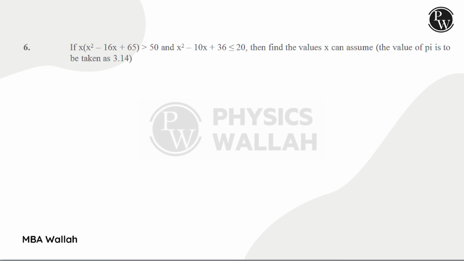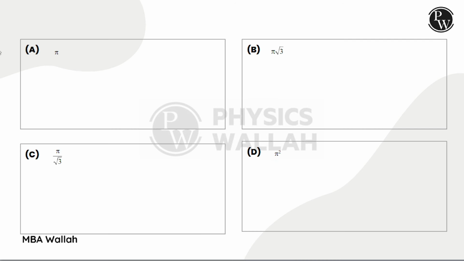In this question we are told that if x multiplied by x square minus 16x plus 65 is greater than 50 and x square minus 10x plus 36 is less than equal to 20, then find the values that x can assume, and the value of pi to be taken in this condition is 3.14. Typically, when something like this is written, that the value of pi is 3.14, let's look at the options once.